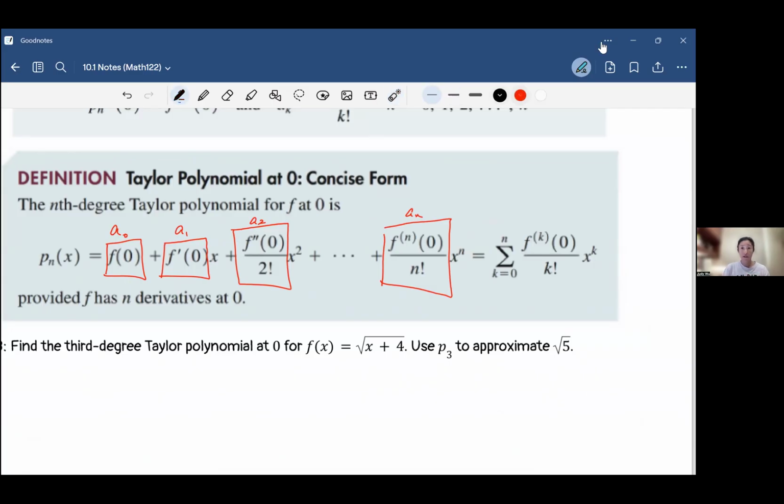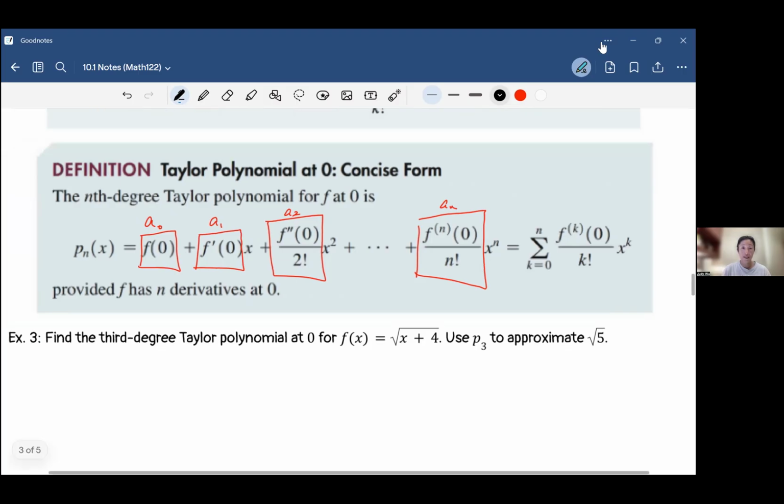So in this video, we're going to take a look at two examples. The first example is going to be example number 3, where we find a third degree Taylor polynomial at 0 for this function f of x equals square root of x plus 4. After that, we're going to use this third degree polynomial to approximate the square root of 5. Okay. So let's get started.